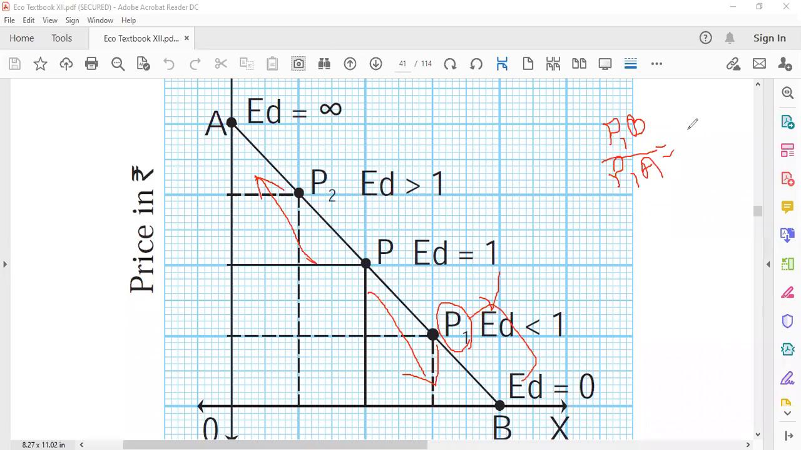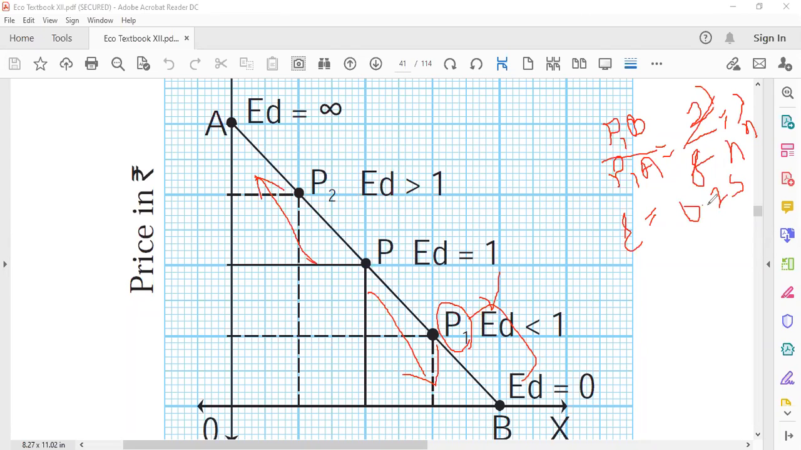Let us take the example that P1B is equal to 2 and P1A is equal to 8. What will be the elasticity of demand in this case? 2 divided by 8. 1, 2 ones are 2, 2 fours are 8. The elasticity will be 1/4. 1/4 means what? The elasticity of demand is equal to 0.25.